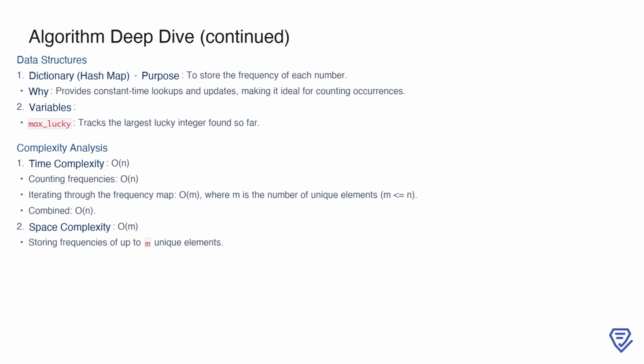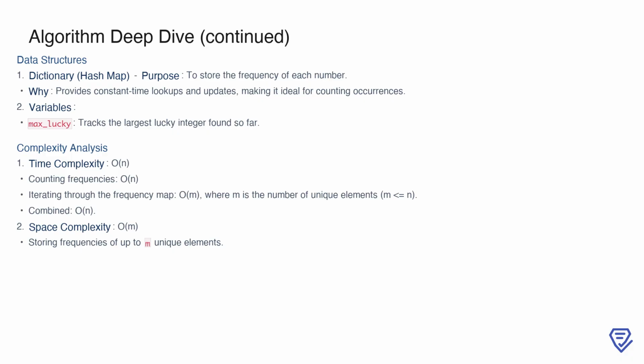Now, let's analyze the complexity of the solution. The time complexity is O(n). This is because counting frequencies involves a single traversal of the array, and iterating through the frequency map is proportional to the number of unique elements, which is at most n.